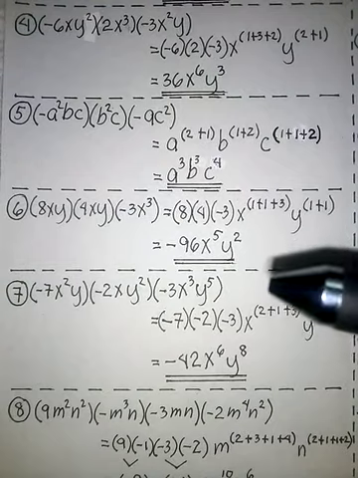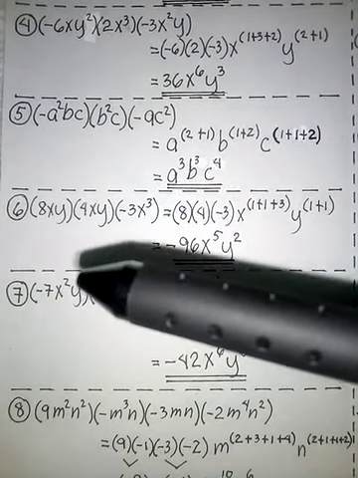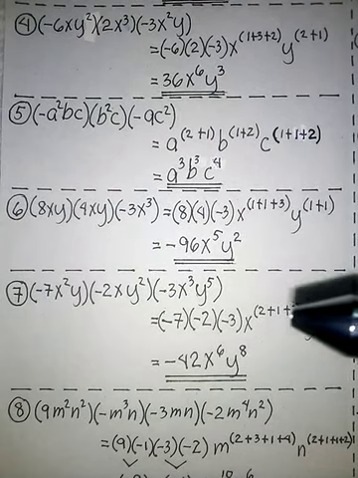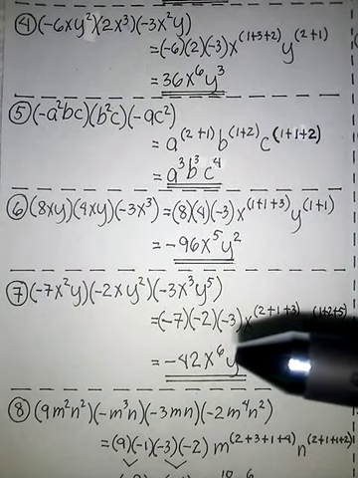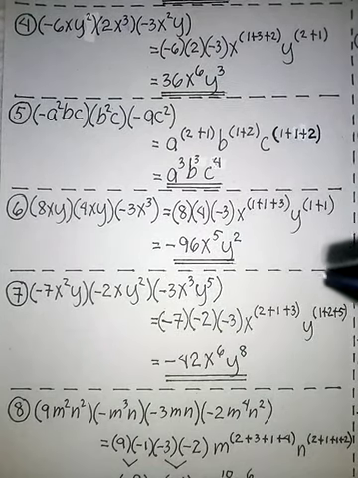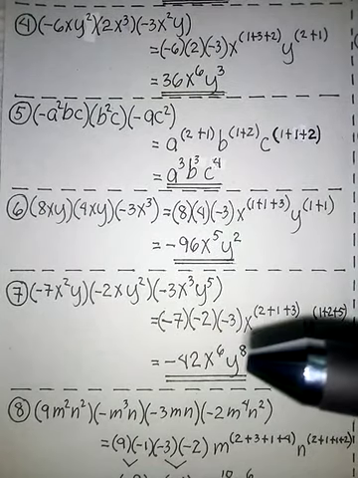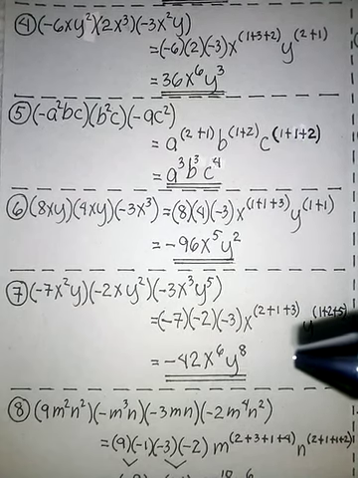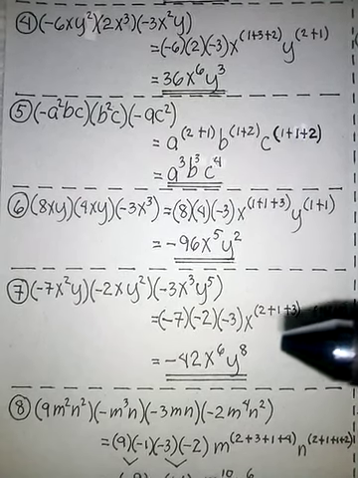So, for the variable x, we have the exponent 2 plus 1 plus 3. 2 plus 1 plus 3 is equal to 6. So, we have x to the 6. And for the variable y, we have 1 plus 2 plus 5. So, 1 plus 2 plus 5 is 8. So, we have y to the 8. So, the final answer is negative 42, x to the 6, y to the 8.